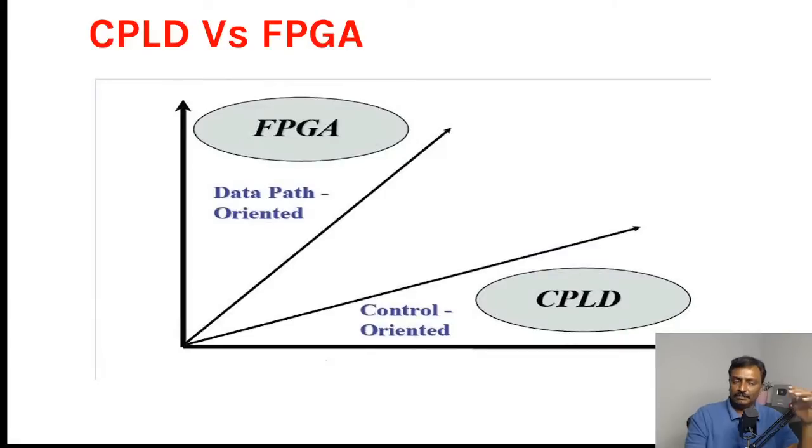Okay, so coming to the CPLDs and FPGAs. CPLD stands for Complex Programmable Logic Devices. For example, if you take the 8051 microcontroller, there will be a pin dedicated for UART. UART is for serial communication. Okay, for every peripheral there is a dedicated pin. You cannot customize a pin.